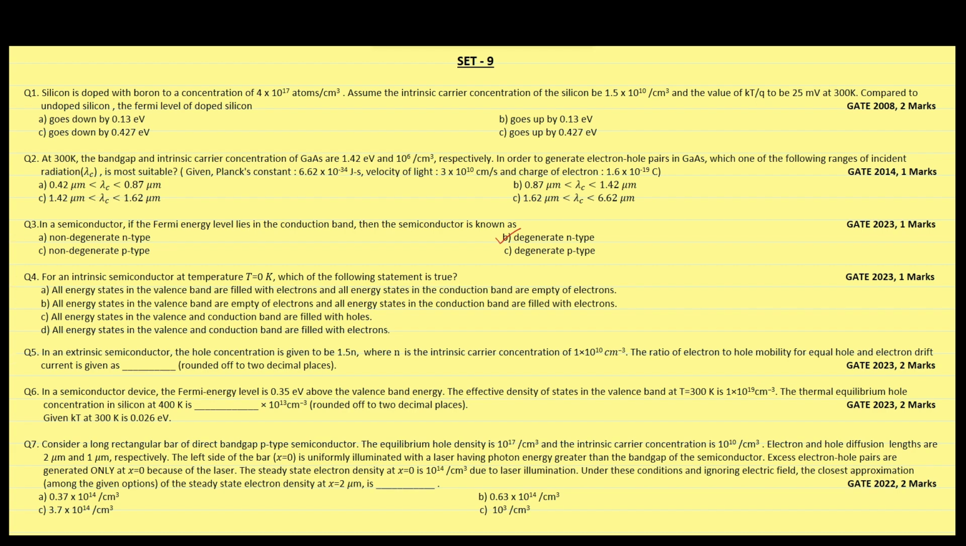For an intrinsic semiconductor at temperature 0 Kelvin, which of the following statement is true? All energy states in the valence band are filled with electrons and all energy states in the conduction band are empty of electrons. This statement is true.